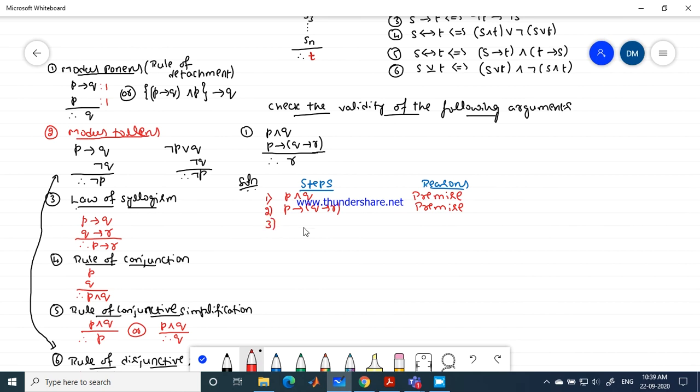Step number 3. Now I want to proceed further, so I have a look at this expression. I have P conjunction Q. Whenever you see a conjunction, you should think whether it is possible to use the rule of conjunction or the rule of conjunctive simplification. I have P conjunction Q here. We know that P is true as well as Q is true. So now I will write P is true, and my step 4 is Q is true. This came from step number 1, so we are writing the reason: it came from step 1 and the rule of conjunctive simplification.